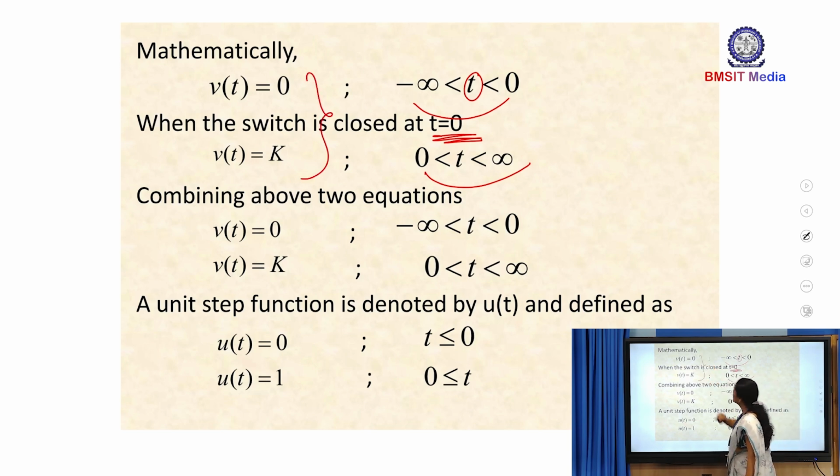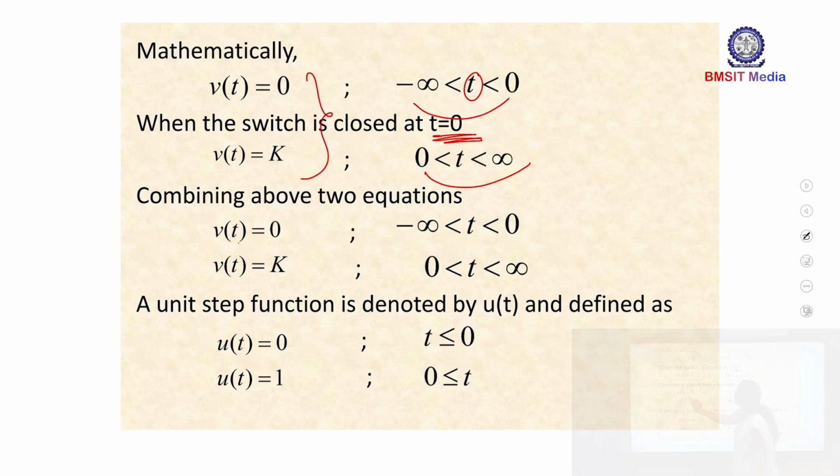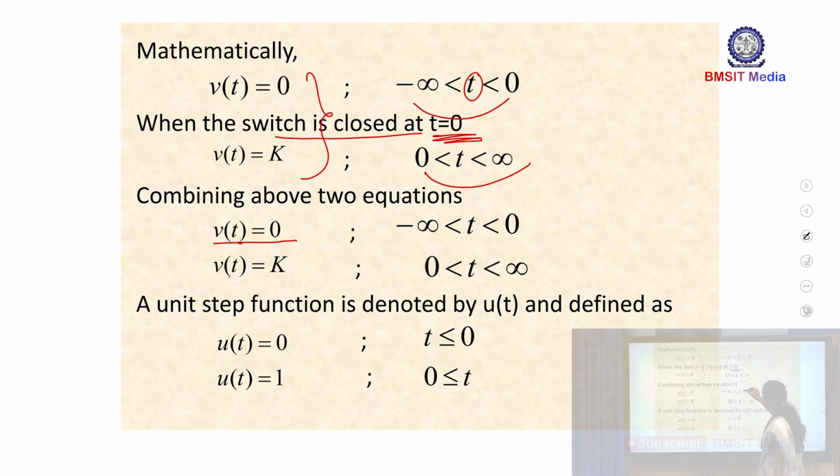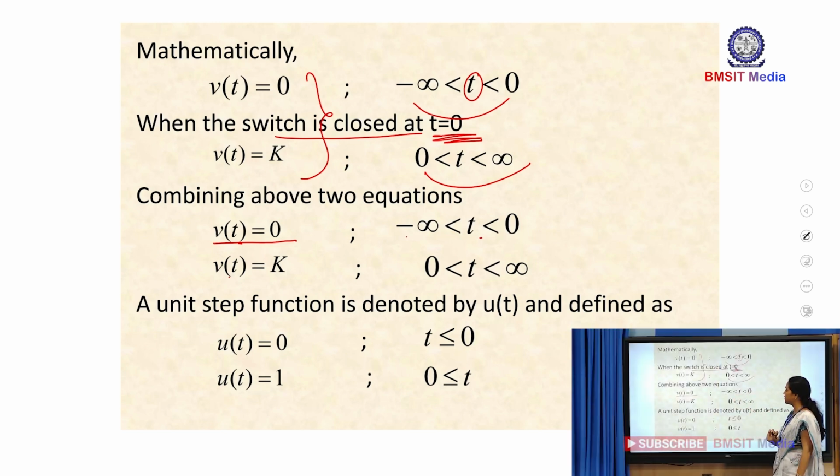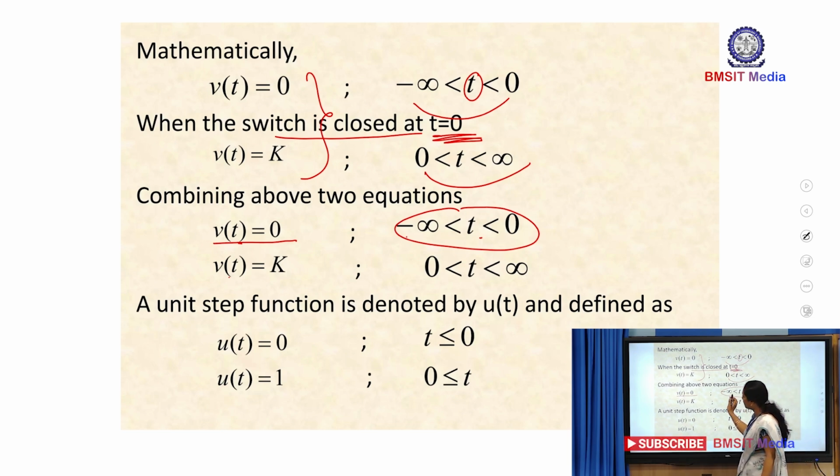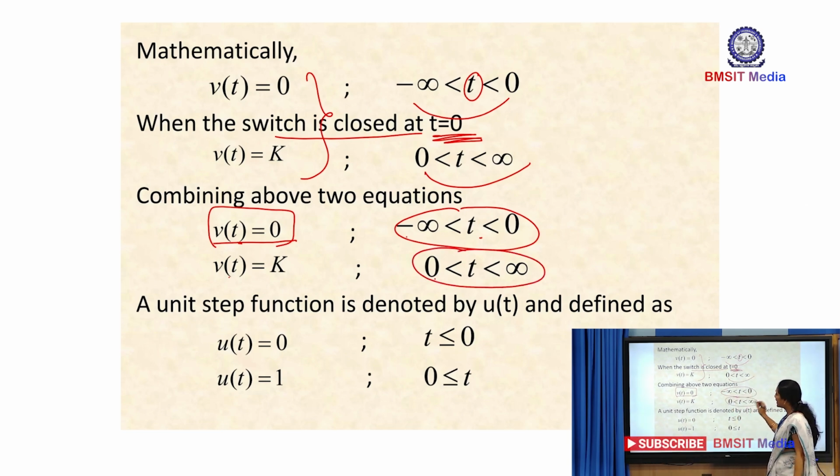Now, if I combine these two equations, then V of t is equivalent to K when the switch is closed, and V of t will be equivalent to 0 when the switch is open. So, your t varies from minus infinity to plus infinity. The first condition is between minus infinity to 0, that is when the switch is open. Whatever the output voltage is there, the output voltage will be equivalent to 0. When it is greater than 0, that is it will be increasing until infinity, then what will be the output voltage?